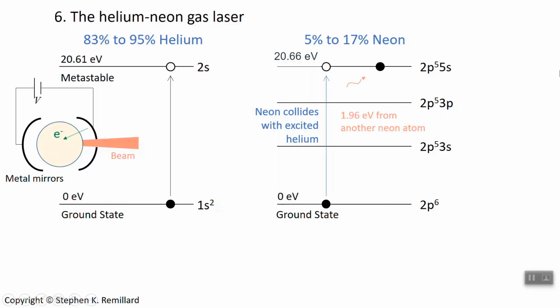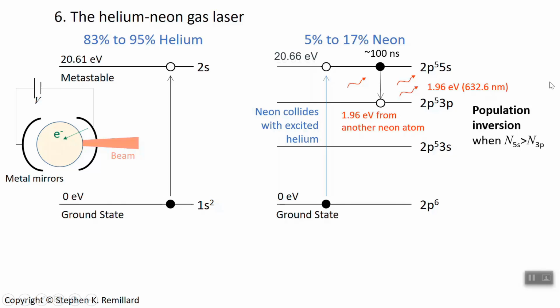That state has a lifetime of 100 nanoseconds, so it's eventually going to decay on its own, but if along comes a photon, it can expedite the decay of that electron into the 3p subshell and emit a photon of 1.96 electron volts. And that's the stimulated emission. In comes one photon, and out goes two photons of energy 1.96 eV, which happens to be 632.6 nanometers.